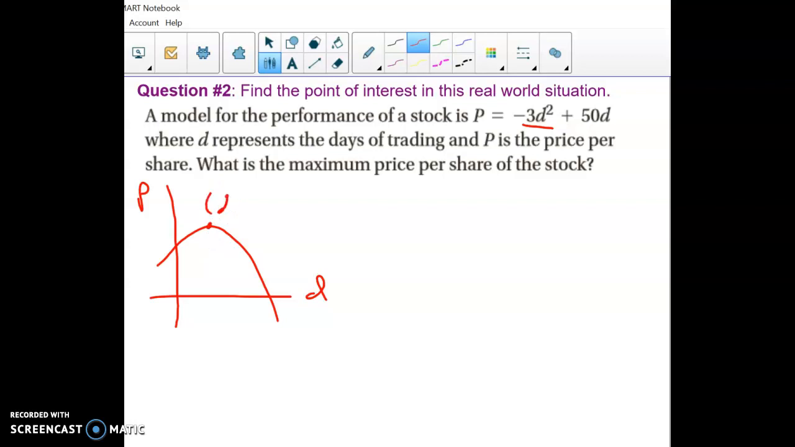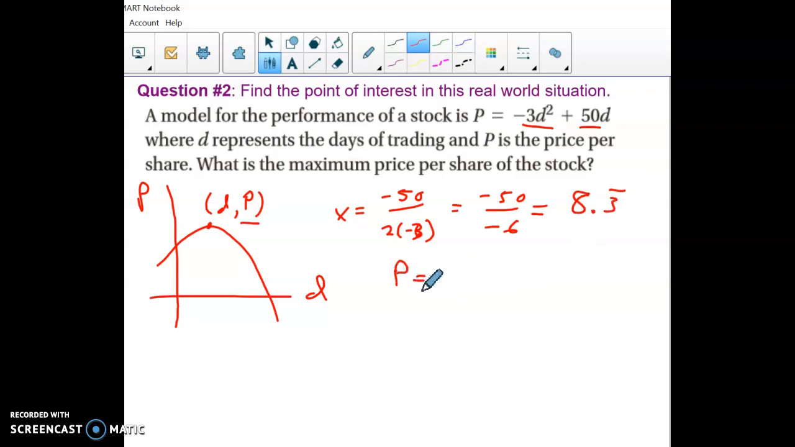Okay, so your max price is going to be right here. So we're going to find the vertex, and we specifically want the y part of the vertex. It's the same as always. We're going to do negative b, so negative 50 over 2 times negative 6. Sorry, negative 3. That'll give us negative 50 over negative 6, which is 8 1/3. And then plug it in to find, so that's the days. So our days is 8.3 repeating, and then plug that in to find the max profit.